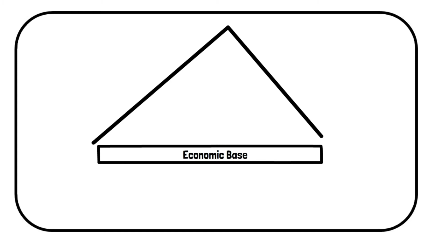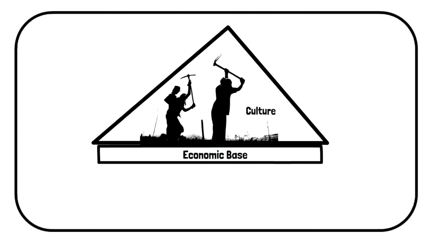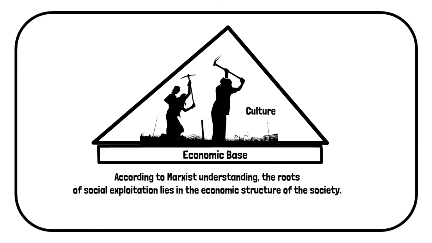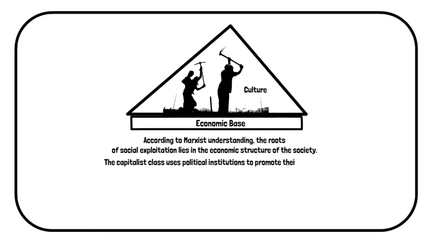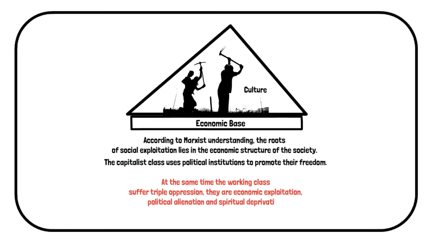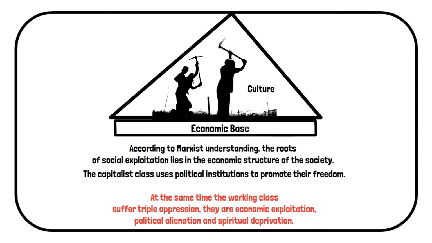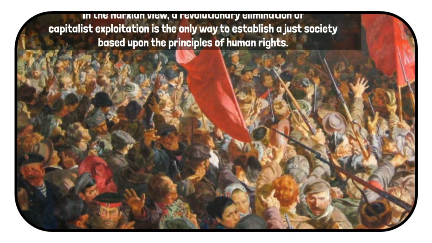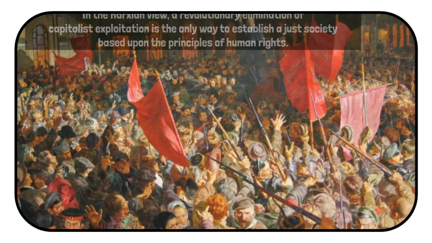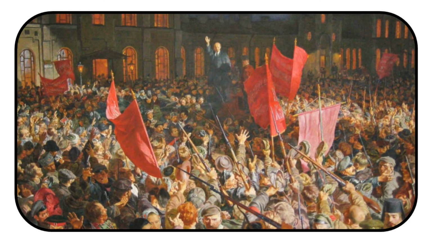According to the Marxist understanding, the roots of social exploitation lie in the economic structure of the society. The capitalist class uses political institutions to promote their freedom. At the same time, the working class suffers triple oppression. They are economic exploitation, political alienation and spiritual deprivation. In the Marxian view, a revolutionary elimination of capitalist exploitation is the only way to establish a just society based upon the principles of human rights.